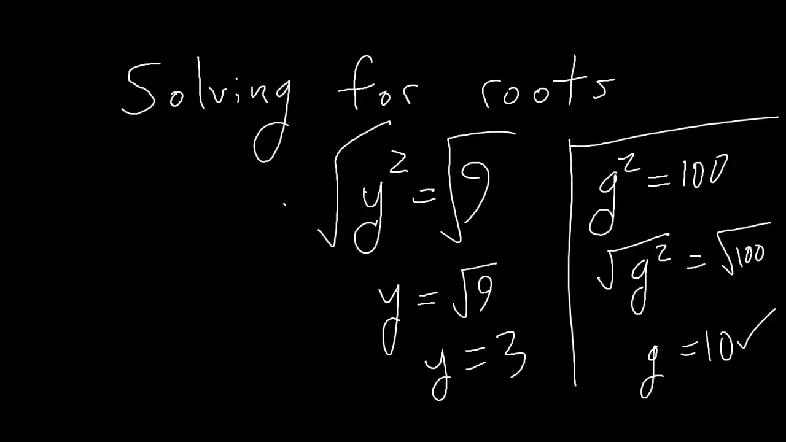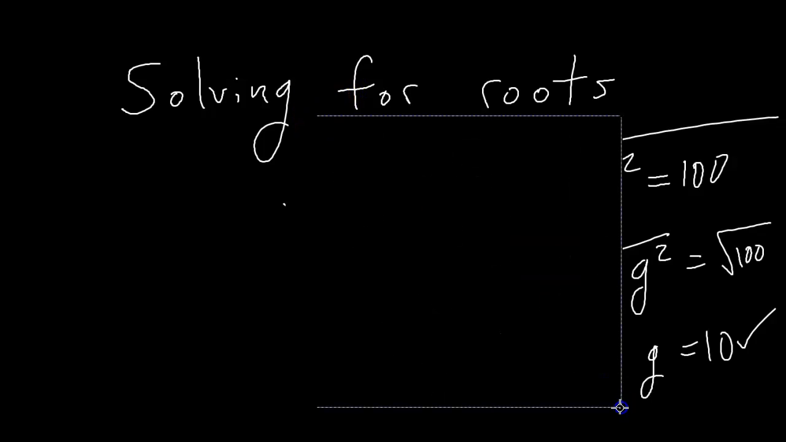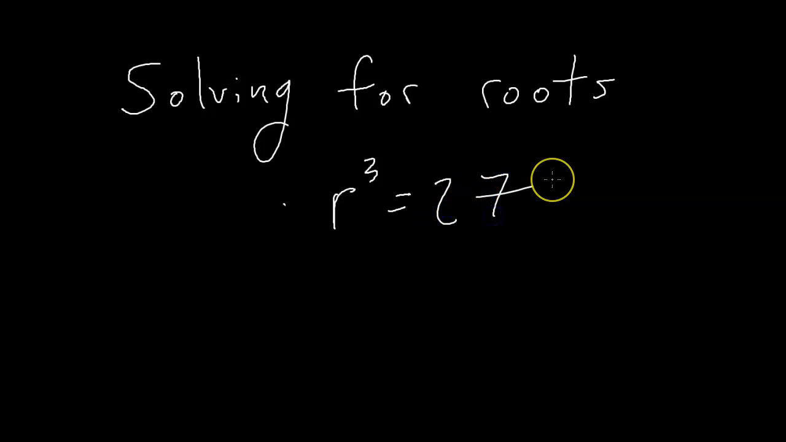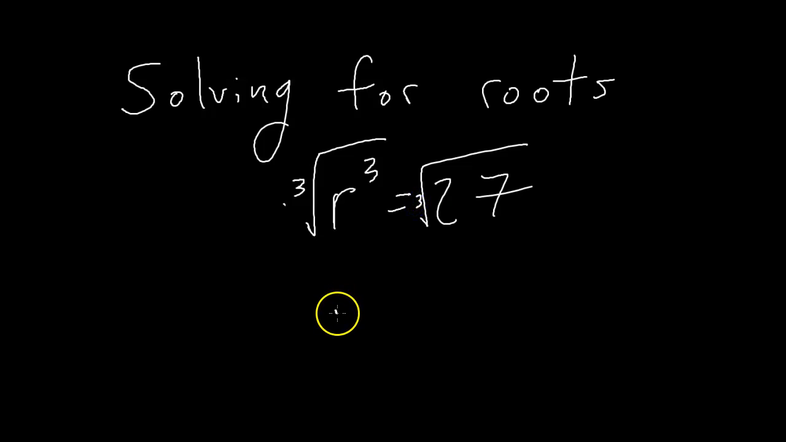Let me make a bit more room here, and I want to focus on two more things. What if we had something like r to the third power equals 27? Does this work in the same way? Yes, it does. We can take the cube root, or the third root, of both sides and get r equals the third root of 27. You would find out that that equals 3. You can use a calculator for this.